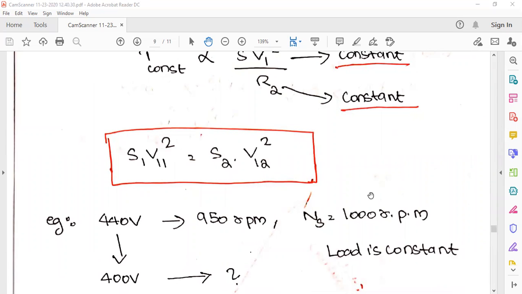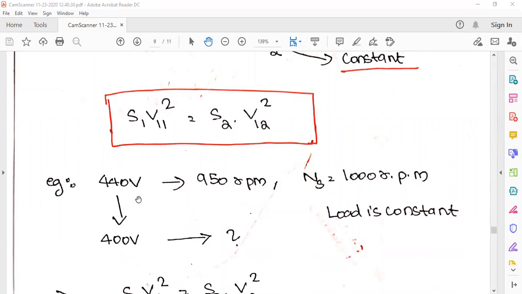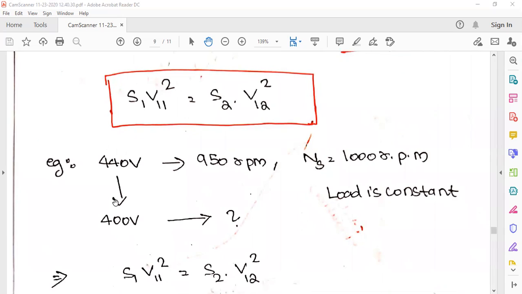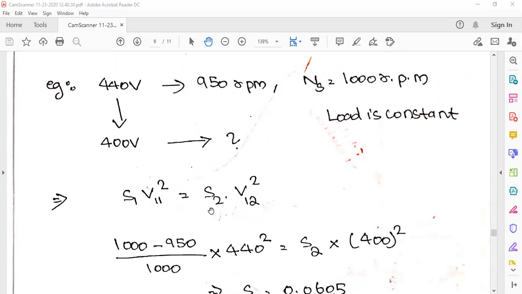One example I will say. An induction motor has a supply voltage of 440 volt, and the rotor is rotating at 950 rpm, and it has a synchronous speed of 1000 rpm. If the voltage is changed to 400 volt, then what will be the rotor speed? So we can use this equation S1 V1 the whole square is equal to S2 into V2 the whole square. Slip we can find out because we have the synchronous speed.